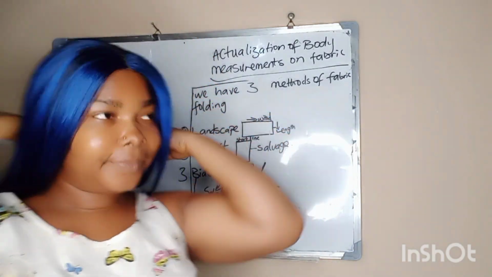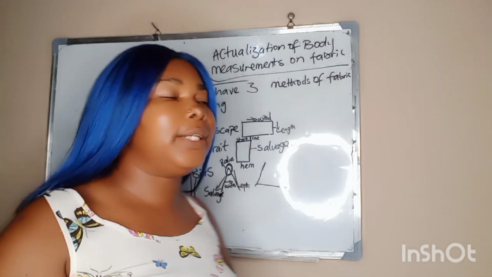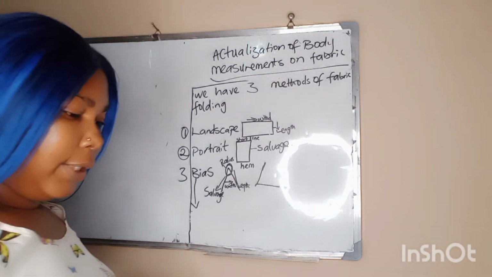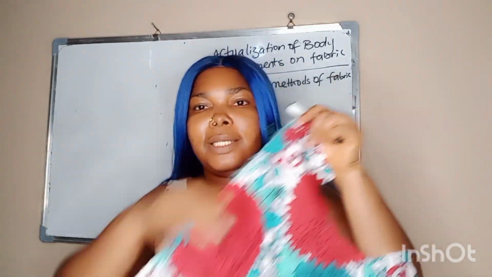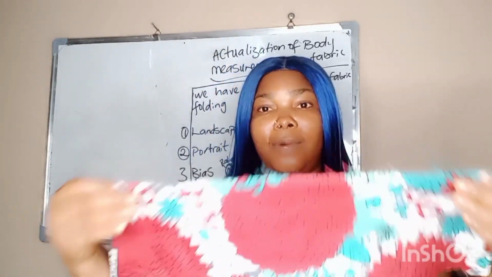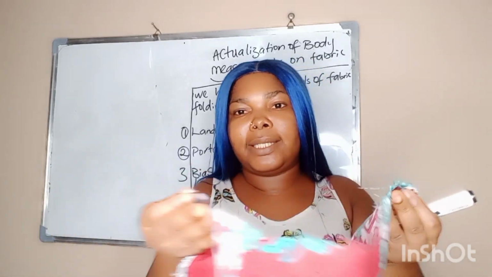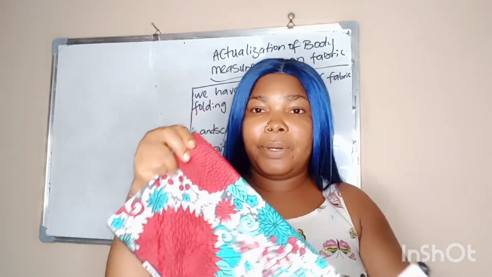First, we have the landscape mode of folding, when you fold it in width. Take for instance, this is my fabric. If I'm holding this fabric this way, this is referred to as the landscape, the width of your fabric. If I'm folding it widthwise and I do this, I've succeeded in folding this fabric into 2.